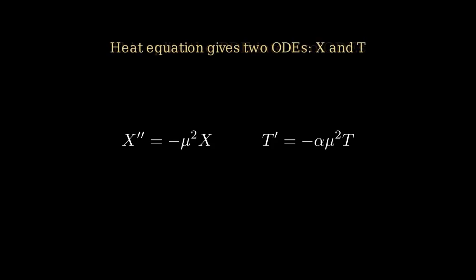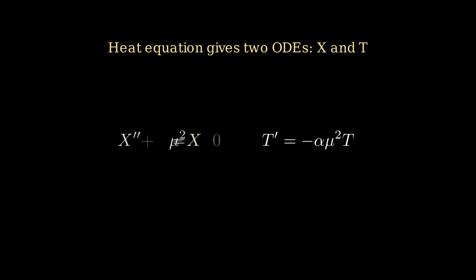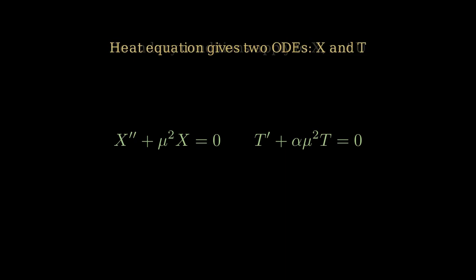For the heat equation specifically, this gives us two equations. The first is X double prime plus mu squared X equals 0. The second is T prime plus alpha mu squared T equals 0. Now we bring in the boundary conditions.